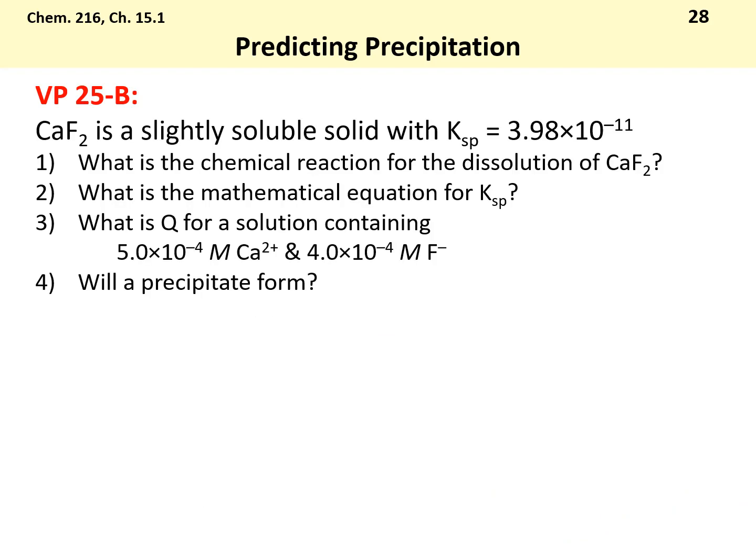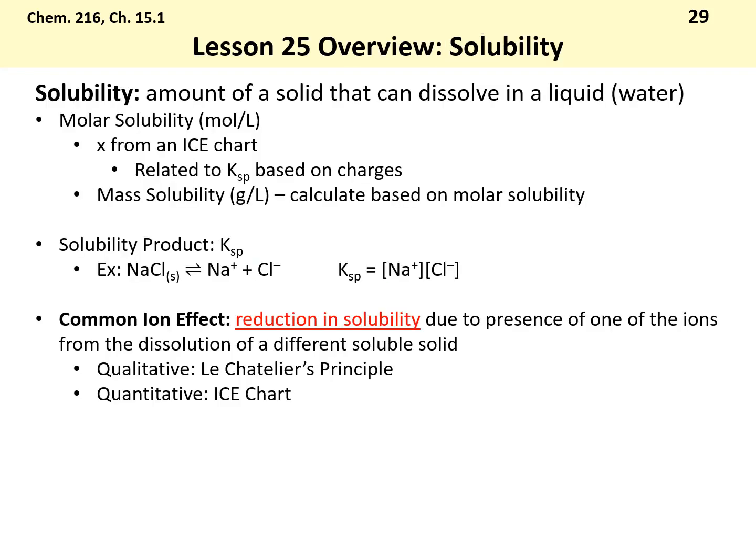All right, so here is a problem you're going to do. This is for CaF2, calcium fluoride. We're told that it's slightly soluble. It has a KSP of 3.98 times 10 to the minus 11. So we're asked what the chemical reaction for this dissolution is, right? Remember, dissolution is just looking at dissolving, right? What happens if I have CaF2 and it dissolves? What is the mathematical equation for KSP? Then figure out the Q for a solution containing this much calcium and this much fluoride, and then will a precipitate form?